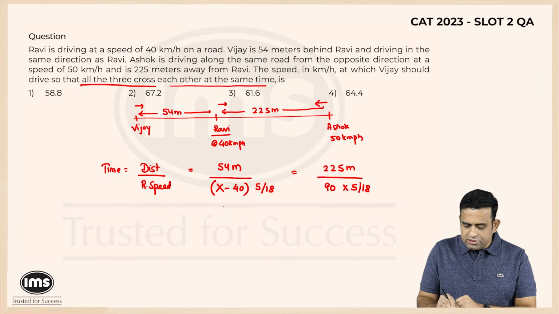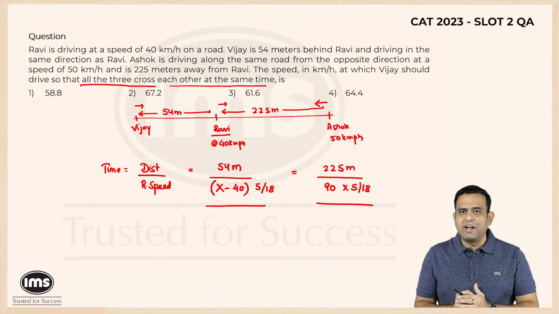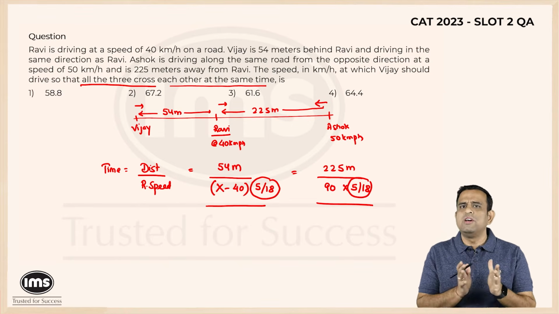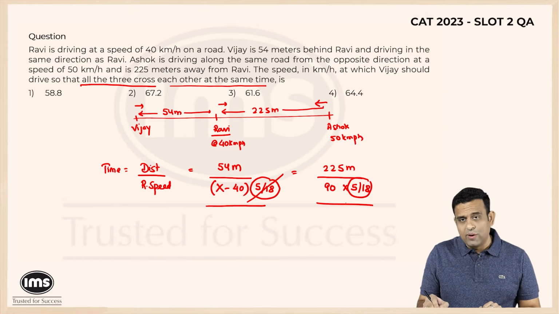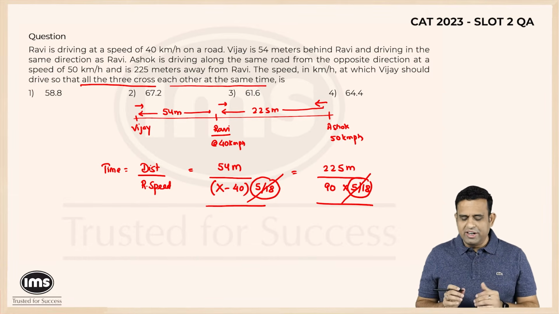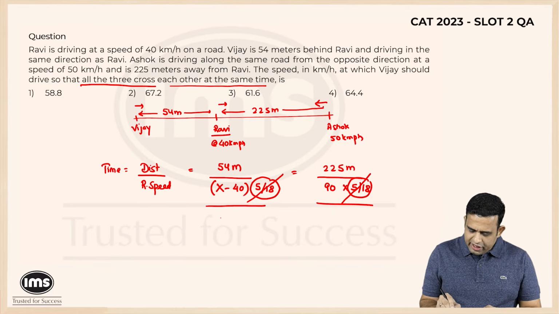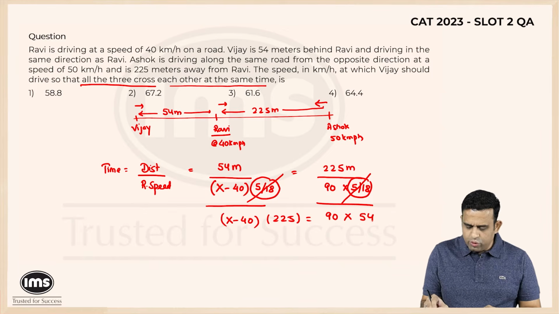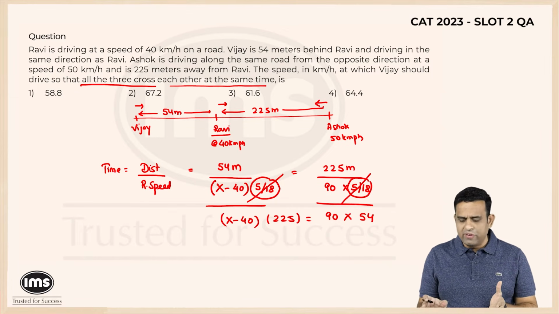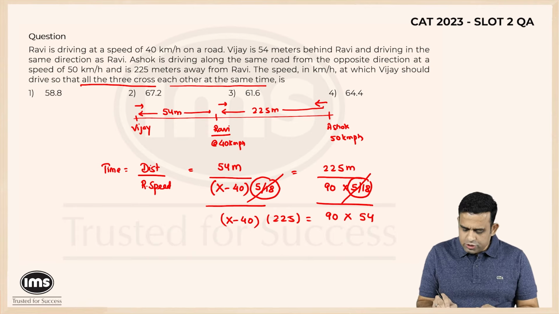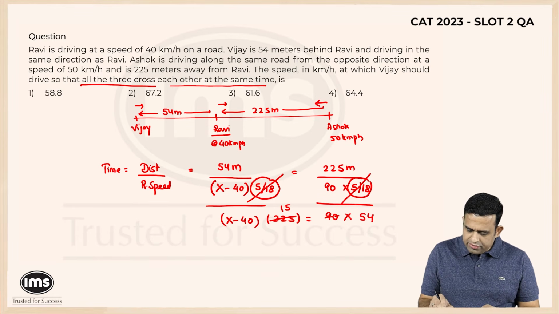Now, since the two times are equal, and my task is to find the value of x, you can notice one simple thing: the term 5 by 18 can be easily cancelled out and does not play a crucial role in finding the value of x. Please note, if I want the value of time, then definitely 5 by 18 will play a role over here. So now we simply need to calculate: x minus 40 into 225 needs to equal 90 into 54. At this point, we have to do some calculation. The numbers 225 and 90 I can cancel by 15 first of all. This is 15 15s. This is 15 6s.